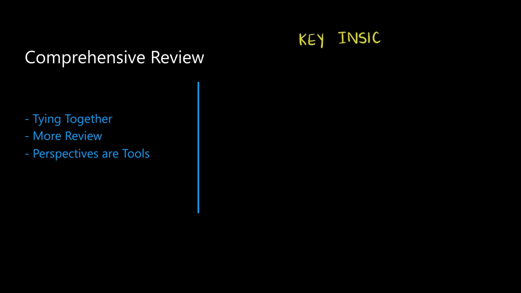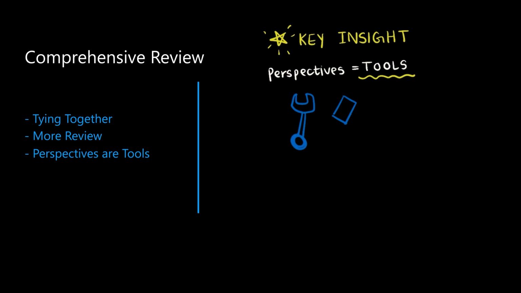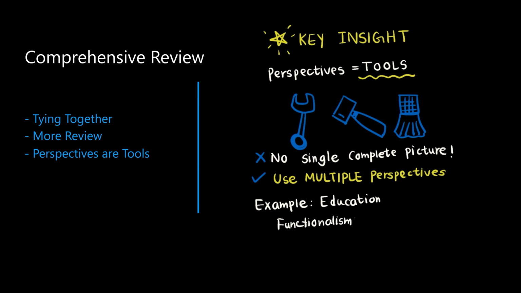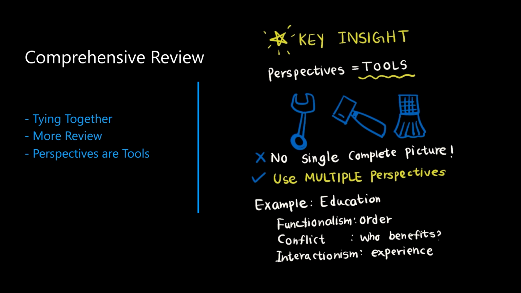The key thing to remember is that all of these perspectives are tools. None of them gives you the complete picture by itself. Good sociologists use multiple perspectives to understand complex social phenomena. They might use functionalism to understand how an institution maintains social order, conflict theory to analyze who benefits from that institution and who doesn't, and symbolic interactionism to understand how people experience and interpret that institution in their daily lives.